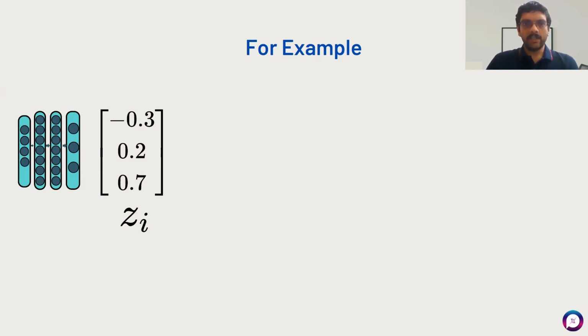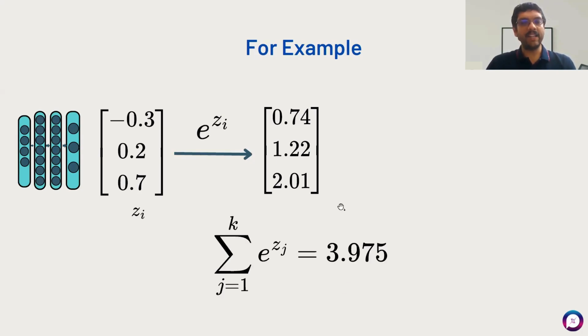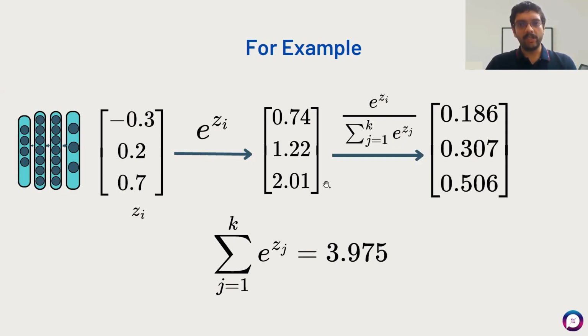So let's look at an example. Let's say the neural network is designed with three outputs at the end, and the values are minus 0.3, 0.2, and 0.7. We're going to call them z_i. First, we compute e to the power of z_i. So what do you get? e to the power of minus 0.3 is 0.74, e to the power of 0.2 is 1.22, and e to the power of 0.7 is 2.01. Sum this up, you get 3.975. And so the softmax output will now be each of these divided by this sum, which is this set of values.